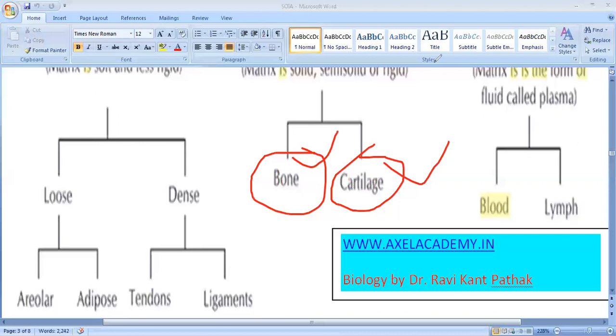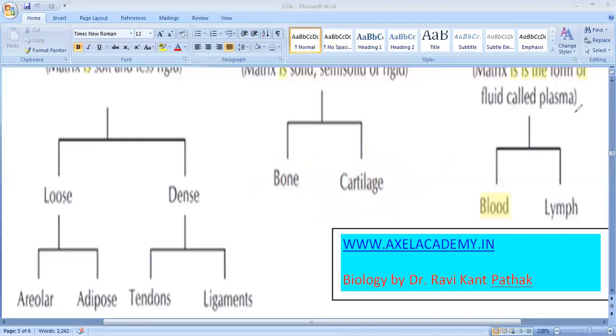Okay. So next, third, is the fluid connective tissue. Fluid connective tissue means blood and lymph. These are considered fluid connective tissue. Why? Because blood is fluid in nature. And I have already told why it is fluid in nature: these cells never secrete collagen or elastin fiber. Due to this, it is present in the fluid form.